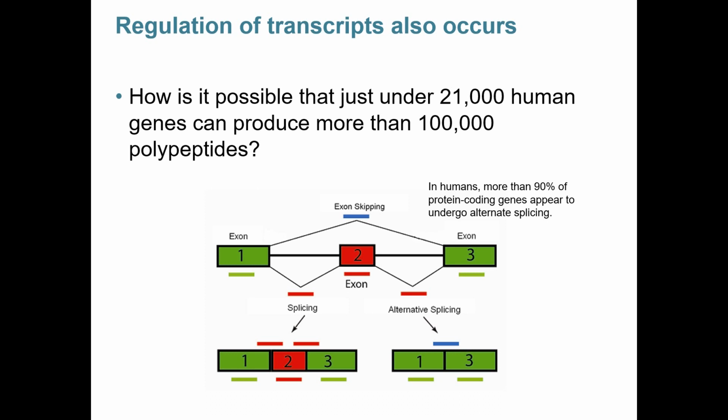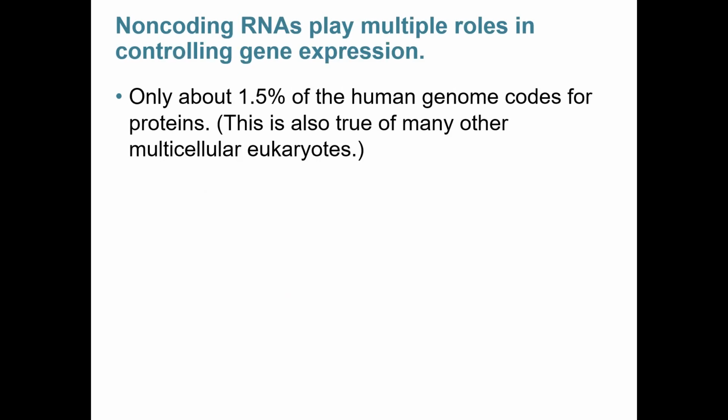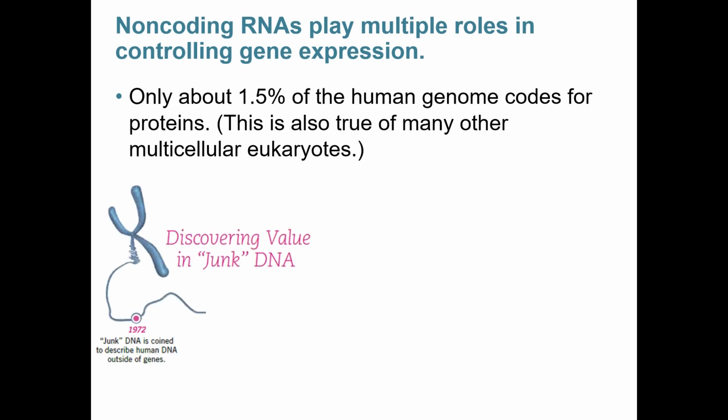Other ways that we can regulate transcripts relies on another strange attribute of DNA. Only about 1.5% of your genome actually encodes for proteins. Most of your genome is actually made up of things that, for the longest time, people thought did nothing. Back in the 70s, this material was thought of as junk DNA, or kind of just leftover stuff from previous organisms. It wasn't until the human genome was published in 2001 that we realized that the vast majority of our DNA was this so-called junk.